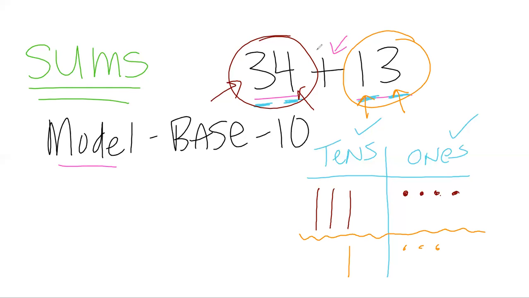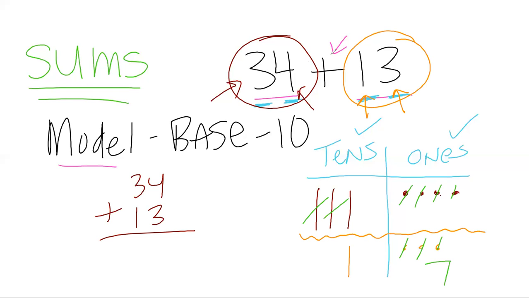If I'm going to take 34 and add it to 13, all I need to do is count up my model and see what we have. Let's count our ones: 1, 2, 3, 4, 5, 6, 7. There are 7 ones. Let's count our tens: 10, 20, 30, 40. There are 4 of them: 1, 2, 3, 4, 40. So my answer is 47. That's a way we can think about how to model sums when given numbers.